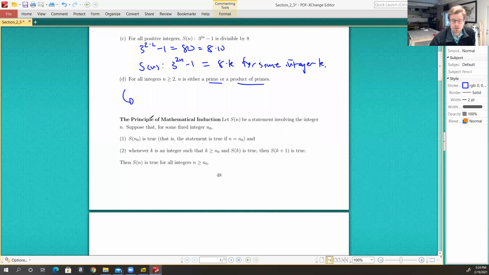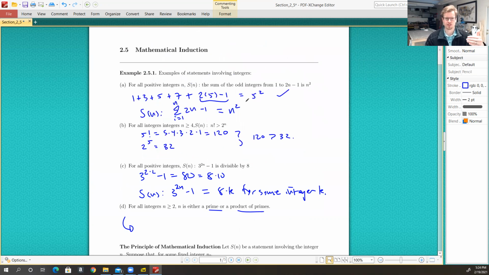So what is it formally? What are the details of it? Well, we need that place to start. So we need the statement to be true, right? The statement is true for the base case. The base case is called n sub 0 or n naught. So n naught is the smallest case that we would want to consider, the smallest integer.